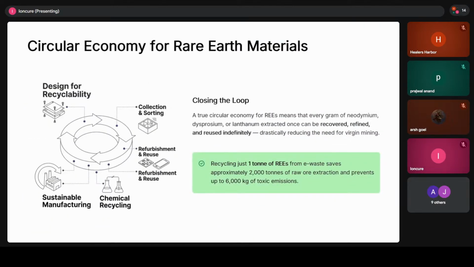The idea of a circular economy means continuously recovering and reusing materials instead of depending only on new extraction. Rare earth recycling can significantly reduce environmental damage. For example, recovering rare earths from electronic waste saves large amounts of raw ore extraction and reduces toxic emissions. A successful circular economy would create lower mining pressure, lower pollution, and more sustainable supply chains. This is becoming increasingly important as global demand continues to rise.